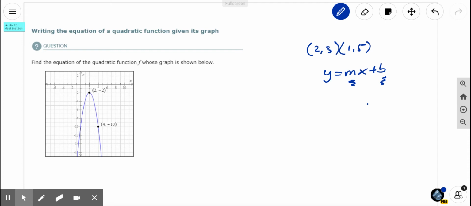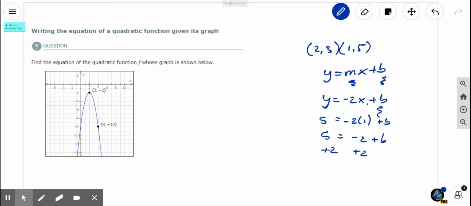And that one's 5 minus 3 is 2, over 1 minus 2 is -1, is -2. So you plug it in, and then we're like, oh, now all I need is the b. And then you take one of these points and you plug it in. Remember, we're like 5 is -2 times 1 plus b, and then you solve for b. Remember this? All right.